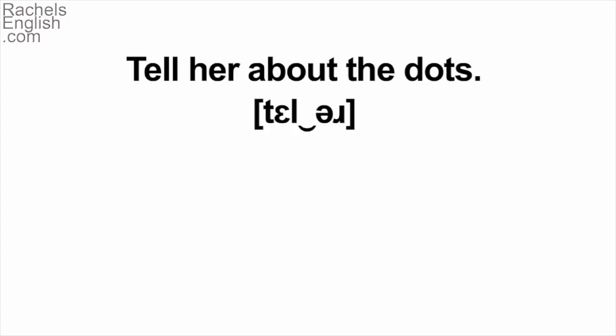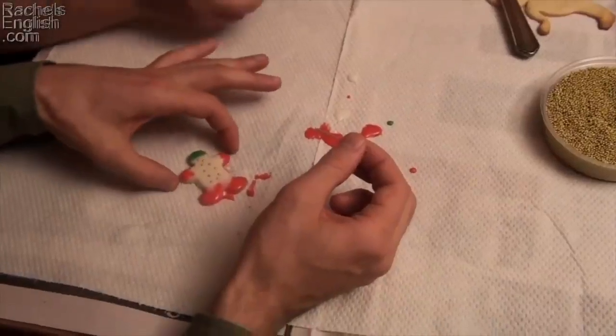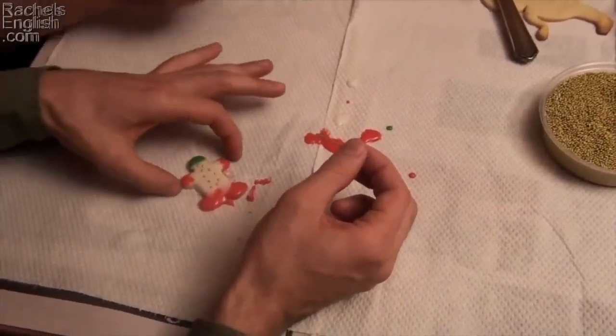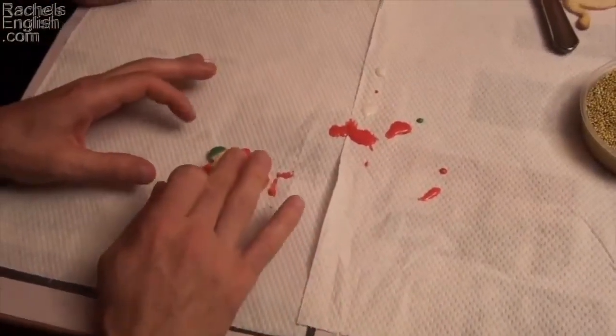It's not uncommon to drop the beginning H in unaccented words like her, him, and his. If you do this, always link it to the word before. Tell her about the dots. Listen again. Tell her about the dots. Dots, this is actually Braille for cookie.